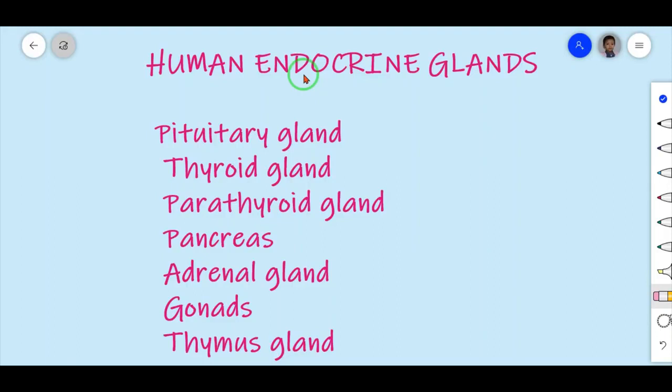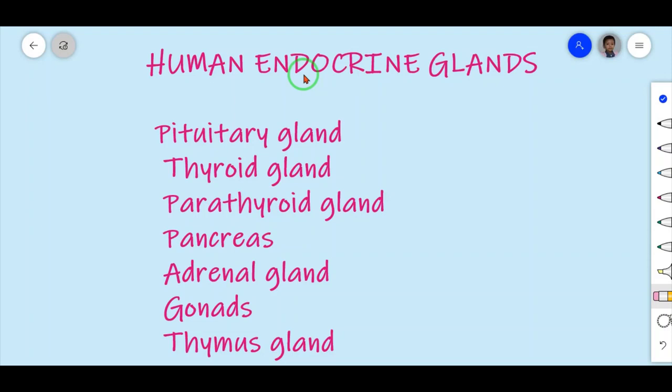Our first topic is human endocrine glands. First, let's see what endocrine glands are. An organ that makes hormones that are released directly into the blood and travel to tissues and organs all over the body. These endocrine glands control many body functions including growth and development, metabolism and fertility. These glands are called ductless glands.